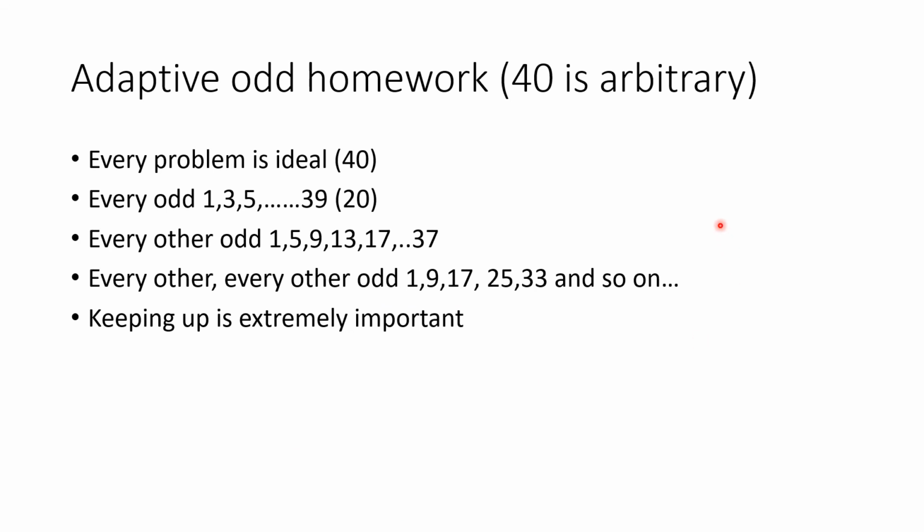When you're doing homework in the book, and homework does make you strong, I encourage you to adopt an adaptive odd homework methodology. Here, I'm taking 40 to be the arbitrary number of problems in a section. So doing every problem is ideal, and if there were 40 problems in a perfect world, you would do 40. And if you can do this, that would be great. But it is okay if you want to do every odd problem, because the answers to the odd problems are in the book. That enables you to check them, and also the even and odd problems often are very similar to one another. So this is a very sweet spot.